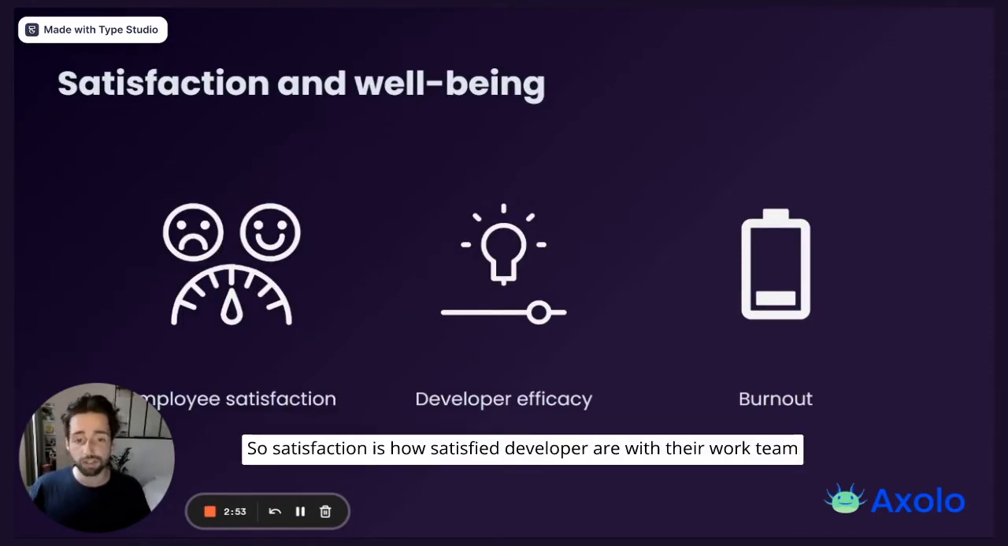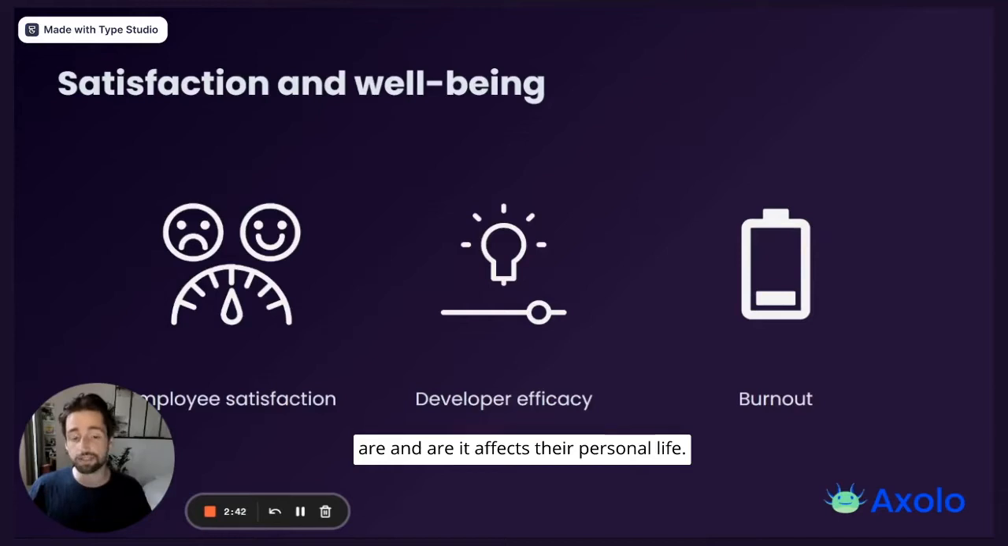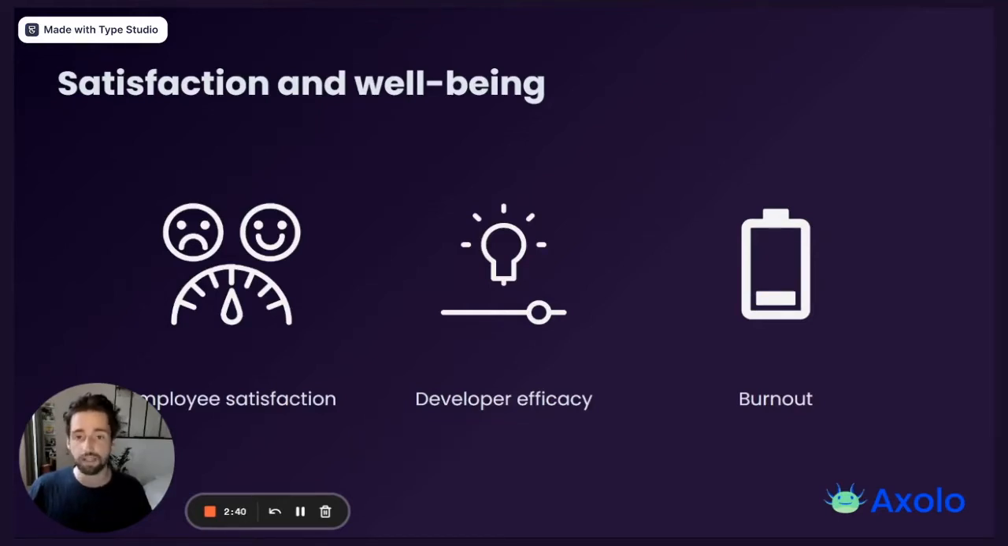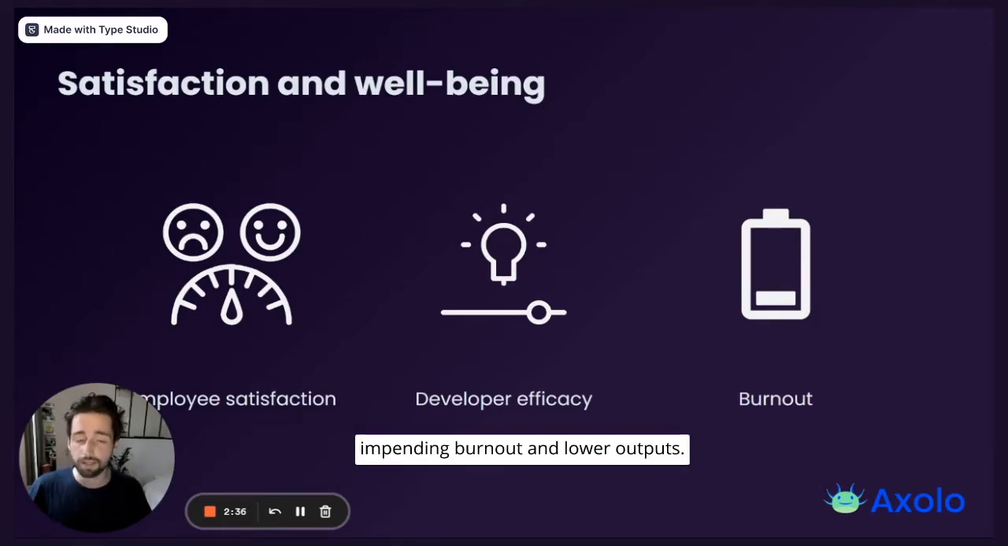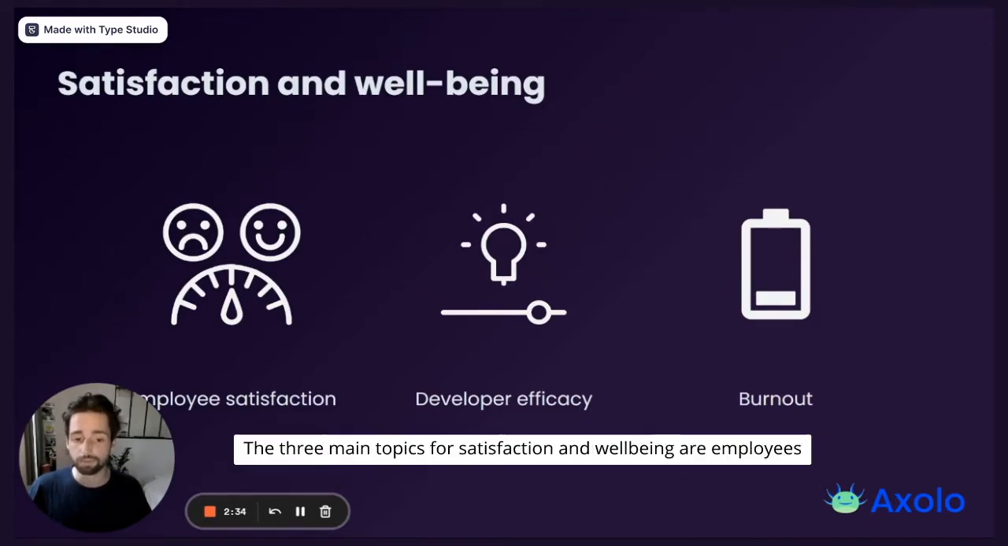So, satisfaction is how satisfied developers are with their work, team, tools, and culture. And well-being refers to how happy and healthy they are and how it affects their personal life. For example, a drop in satisfaction and engagement could foreshadow impending burnout and lower output.